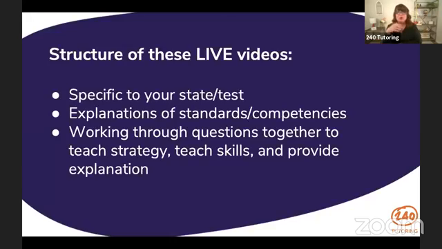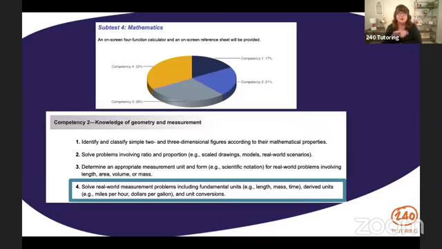Now, the structure of all of these videos is to try to be specific to your state and your test. And we're going to talk through those competencies and standards. And then I'm going to actually go through some practice questions to teach you some strategy, some skills, and provide some explanation. So if we're looking at the math exam, your math is broken into 4 different competencies.